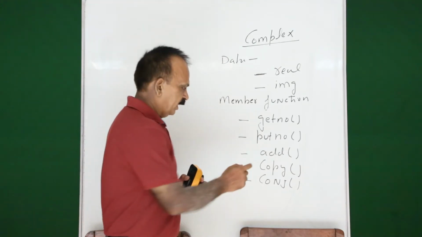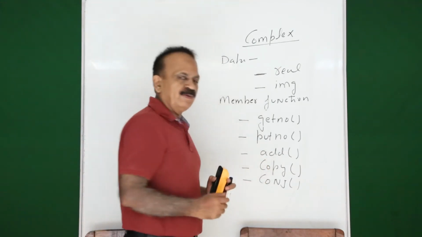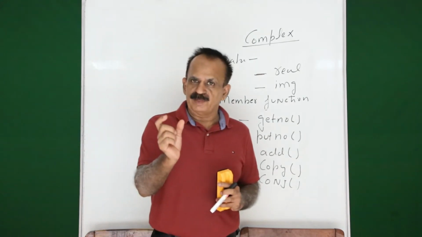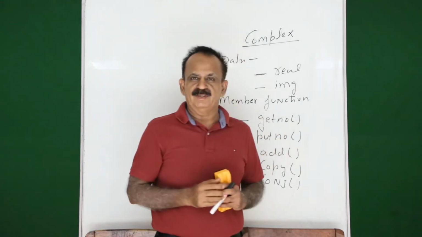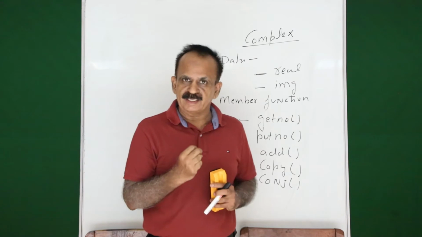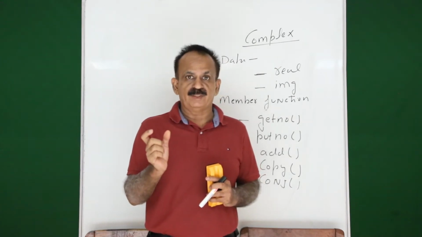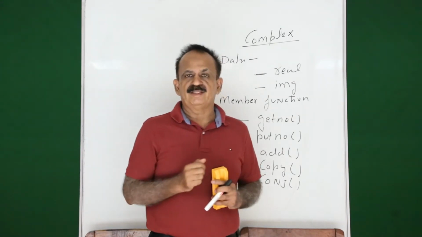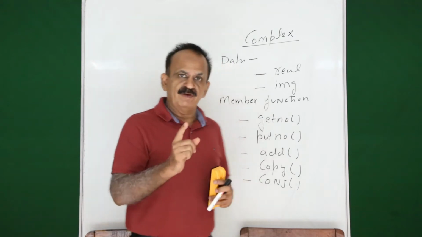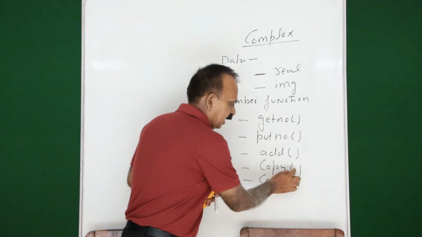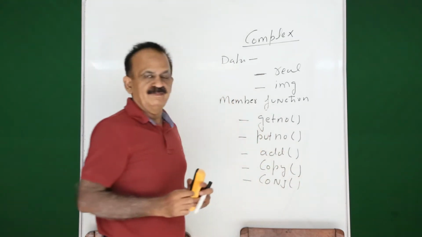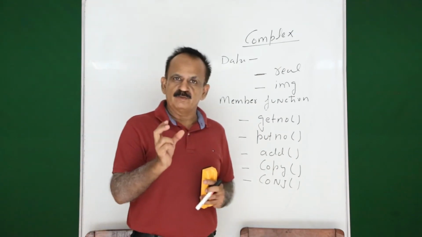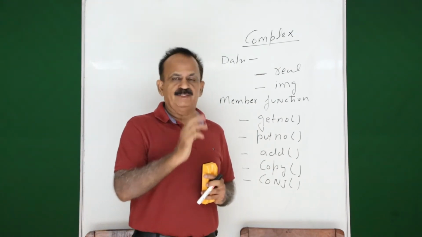The next function, if I say copy, now copy means I want to copy one complex number to another complex number. That means I need two objects. One object which is given to me and the second object which will be the result. Now the given object I will be using as an argument of this particular function, and the result will be stored in the calling object.